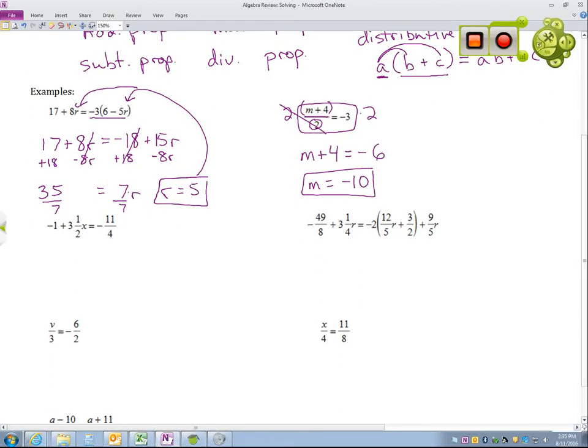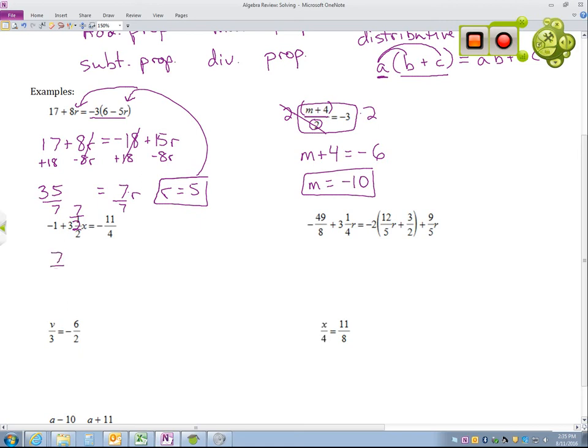Next one, I do have a mixed number here, and you will soon come to find out that I do not like mixed numbers at all. I'm going to change all of them into improper fractions. So I'm going to start by multiplying the 2 times 3 and adding the 1 to make this 7 over 2. And I don't want to rewrite the whole thing just yet. Okay, so I'm going to add the negative 1 to both sides.